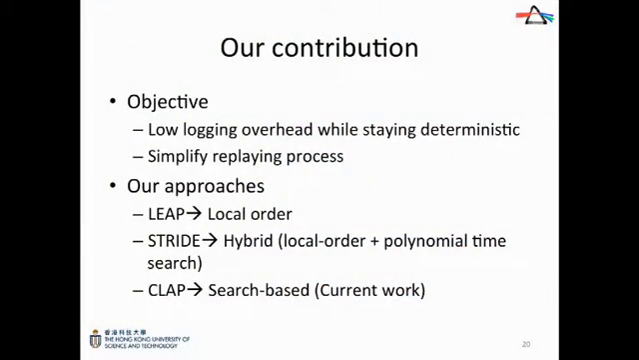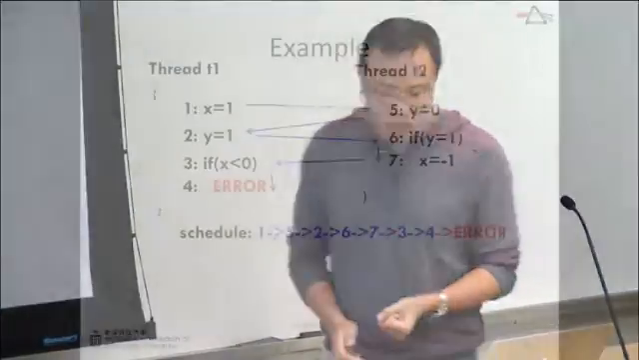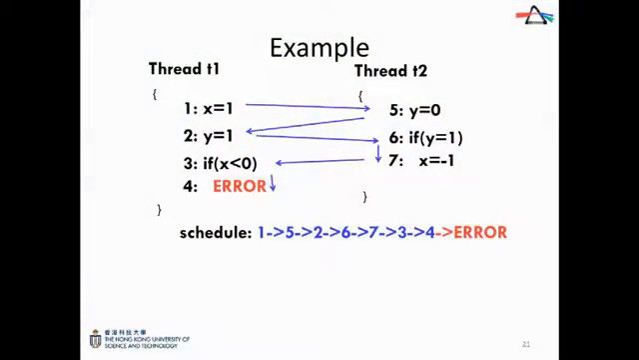So our contribution compared to the prior art is to still try to lower the logging overhead while staying deterministic. And we also want to simplify the replaying process. Let me talk about our techniques now in detail. I'm still going to use the same example, where only by following this path, this schedule, can we produce this error.